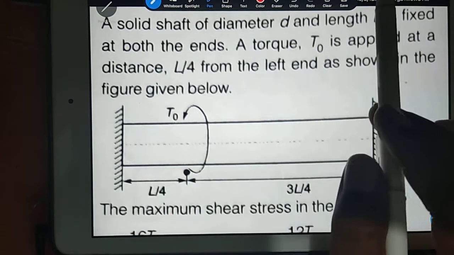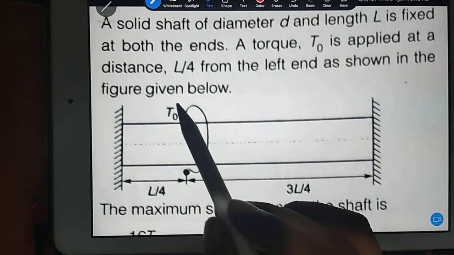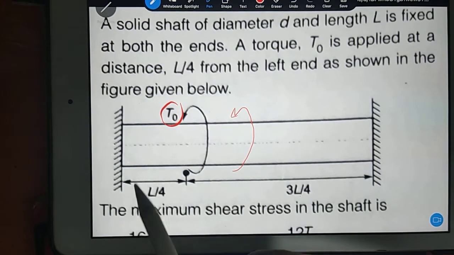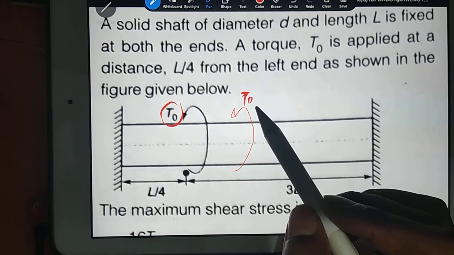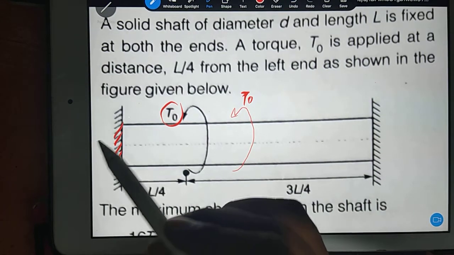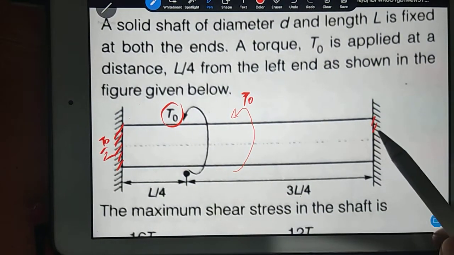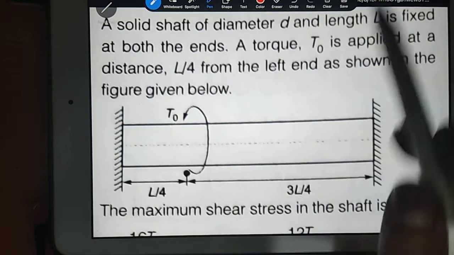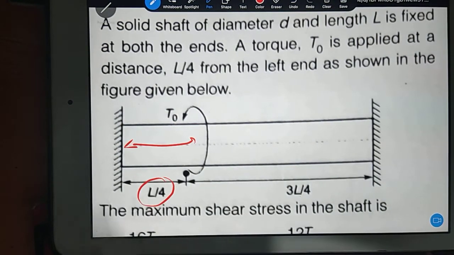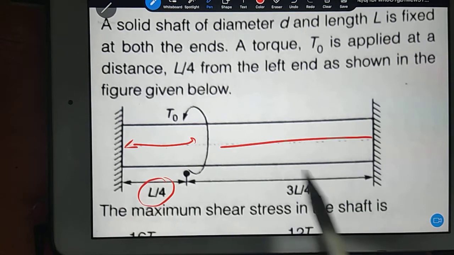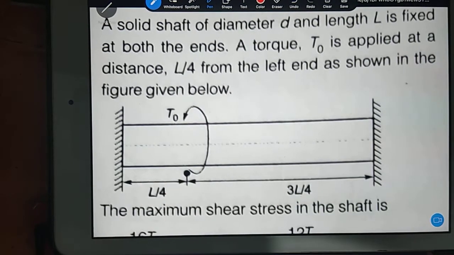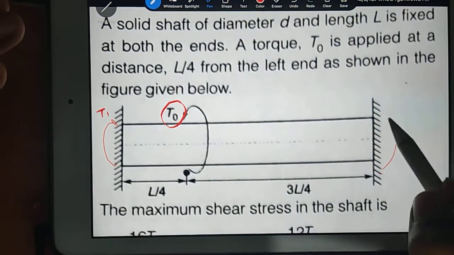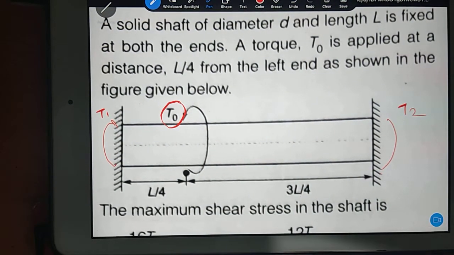But in the question, the problem is that this T naught is not acting exactly in the middle. If T naught was acting exactly in the middle, then torque at this portion will be T naught by 2 and torque at this portion will be T naught by 2. But it is acting at a particular distance L by 4. So from here it is 3L by 4. Because the length is not the same, the torque distribution at this end will be T1 and at this end will be T2. It will not be the same.